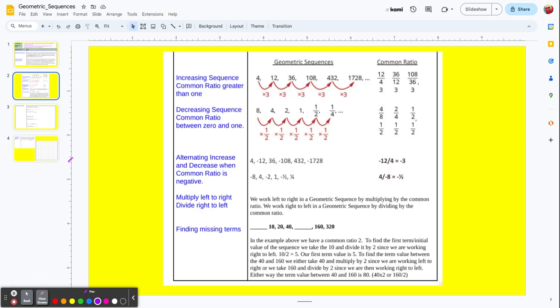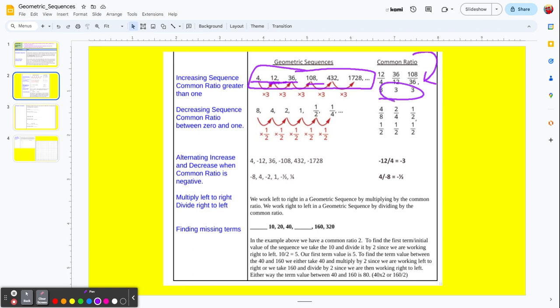Let's look at a few more examples. So our first one here, here's our sequence. And the common ratio work is done here, right? We're taking 108 divided by 36, and we got 3. We're taking the 36 divided by the previous term 12 and get 3. We're taking the 12 and divided by the previous term value, which was 4, and we get 3. So that is our common ratio.